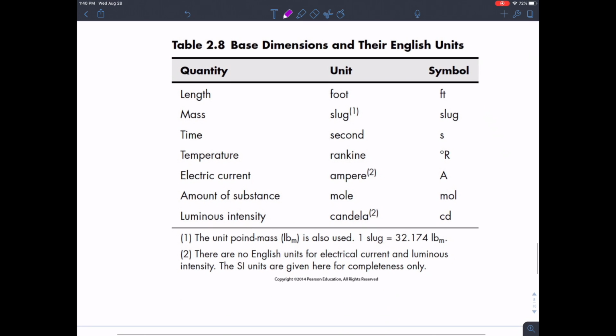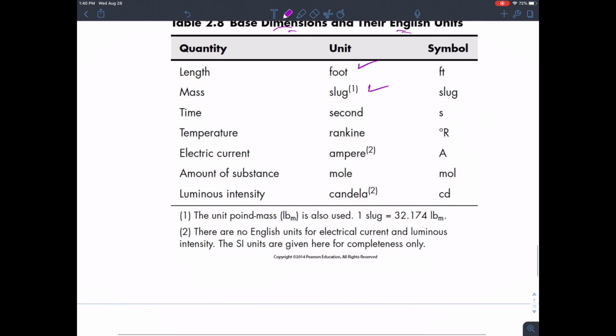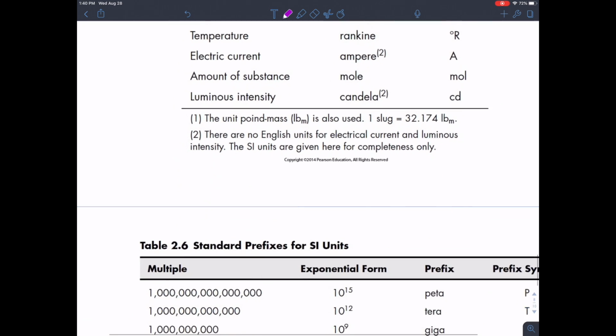All right, we can do the same thing with English units. You should know what these base dimensions are in their English units. Foot, slug. Slug is not something we talk about a lot, but you can read about it in the book. Slug is a measure of mass. If you factor gravity into there, you get pounds. Okay? That's the main thing I want to say about that.